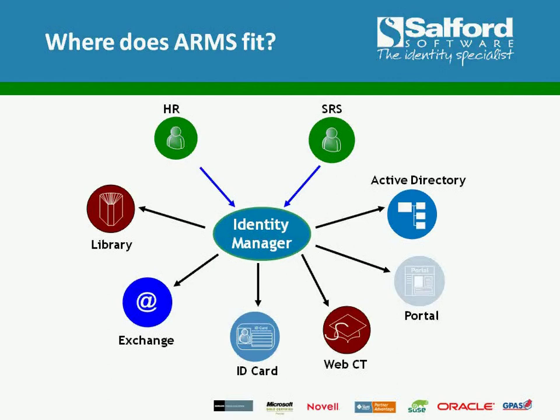What we're focusing on in this video is ARMS, which, as I said, is that third authoritative source. So we take the payroll staff from HR, we take our students from student records, and everybody else goes into ARMS. And then we integrate ARMS with identity management and build the business rules around those affiliates.